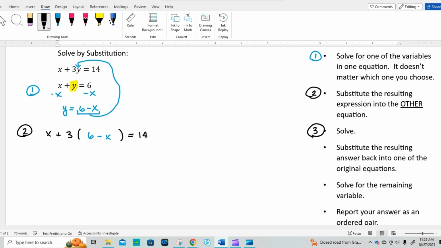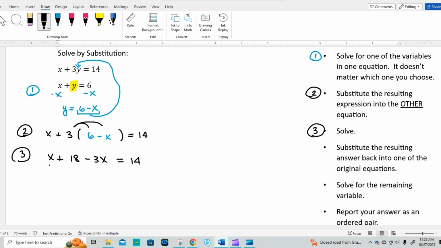Now I'm on to step 3, which is the solve. This solve is no different than any other algebraic solve that you would do. I am going to talk through it, but if you are very comfortable solving an equation, you're probably done already, and that's just fine. So I'm going to distribute my 3, and I have x plus 18 minus 3x is equal to 14.